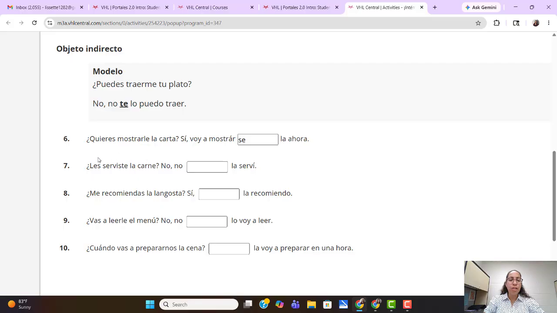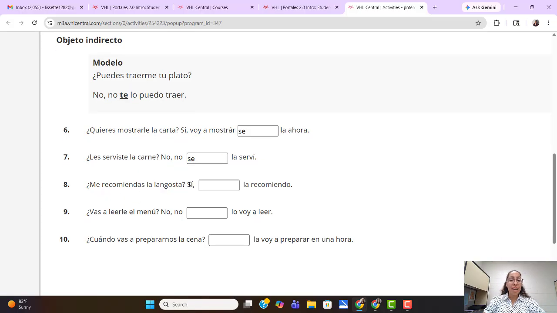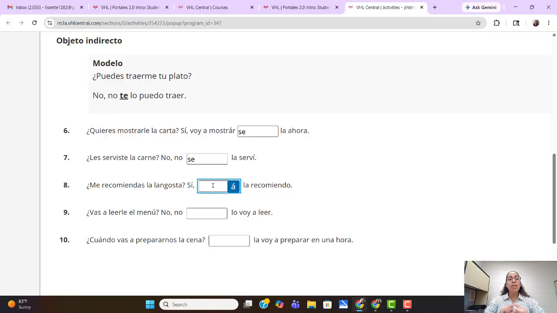¿Les serviste la carne? Did you serve the meat to them? So some group. No, no se la serví. Because I didn't serve it to them. But again, this would have been les. But it can't stay les because it's converted into se. ¿Me recomiendas la langosta? Sí. Now this one is maybe easier to see the exchange. Do you recommend the lobster to me? Yes, I recommend it to you. To you, sí. Te la recomiendo.